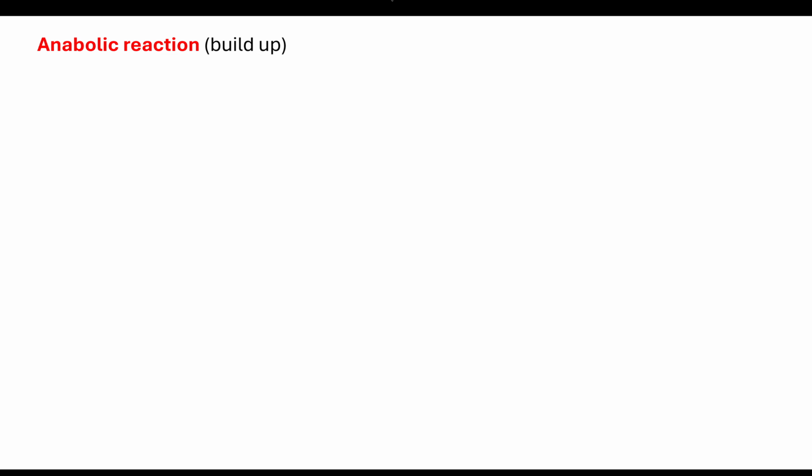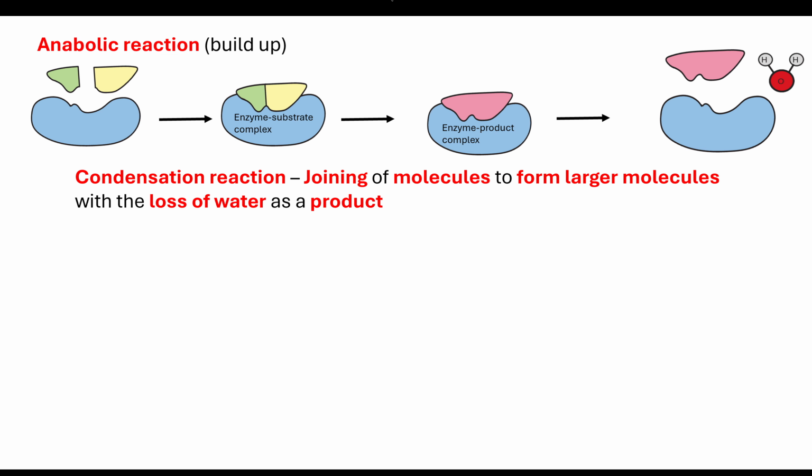So enzymes can work in one of two ways. They can either do what's known as an anabolic reaction, where they're going to build something up. So we have our enzyme and our substrates, which will collide. When we have that successful collision, we end up with an enzyme substrate complex. The enzyme substrate complex will then be converted into an enzyme product complex after a condensation reaction has happened. So the condensation reaction is this joining of molecules to form a larger molecule.